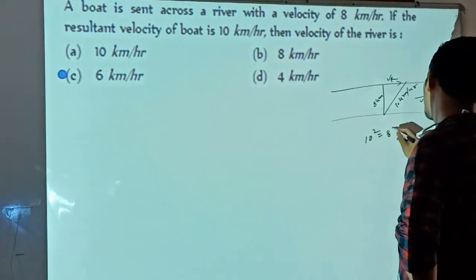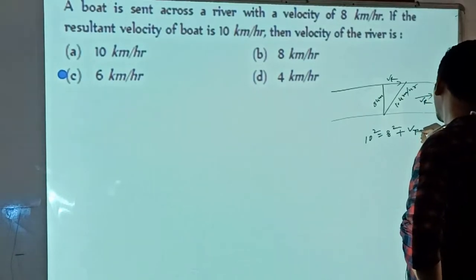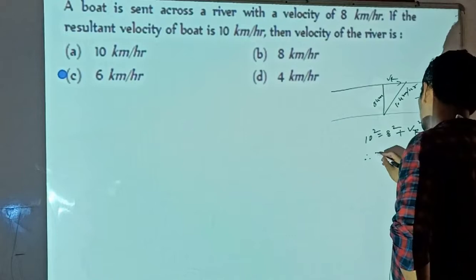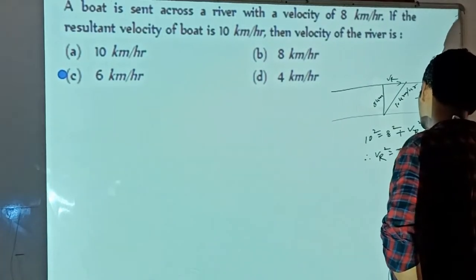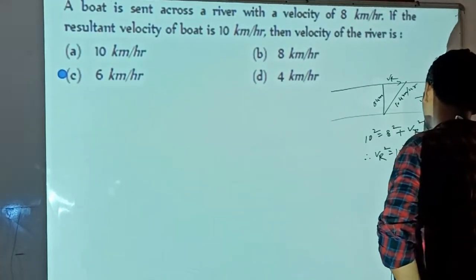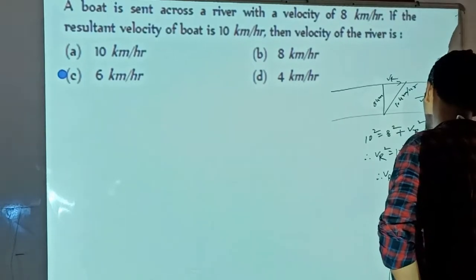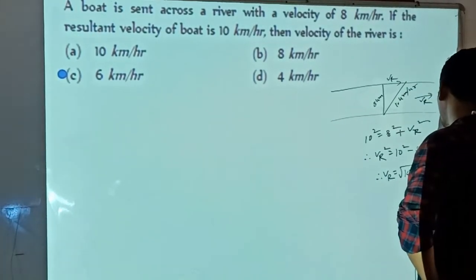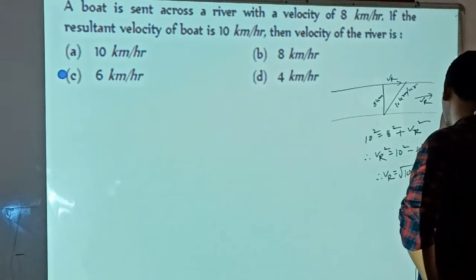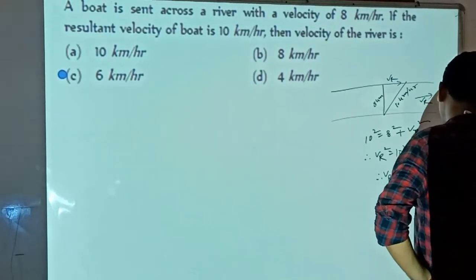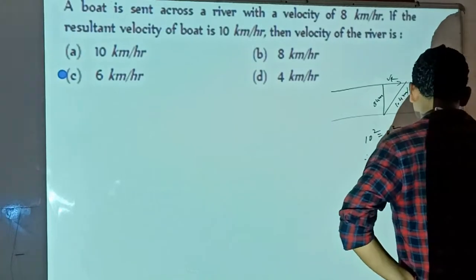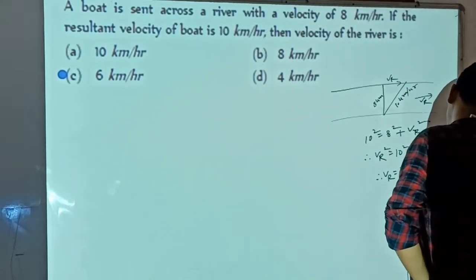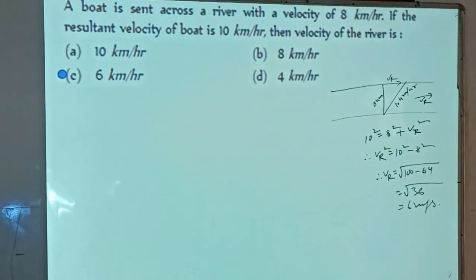10 square is equal to 8 square plus VR square, therefore VR square is equal to 10 square minus 8 square. VR square here is equal to 100 minus 64, root over 100 minus 64 is equal to 36, and root 36 is equal to 6 meter per second.